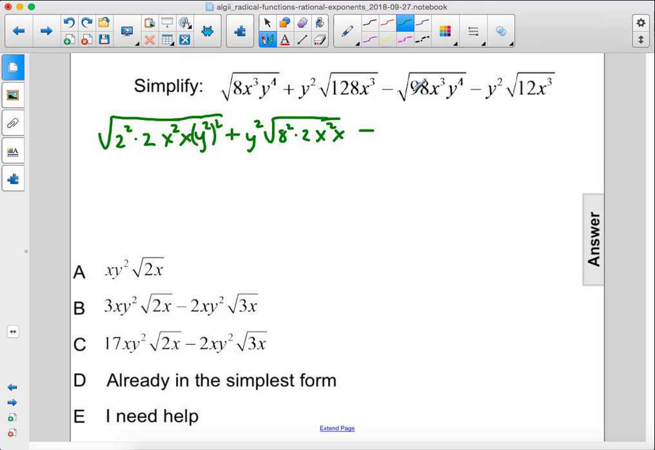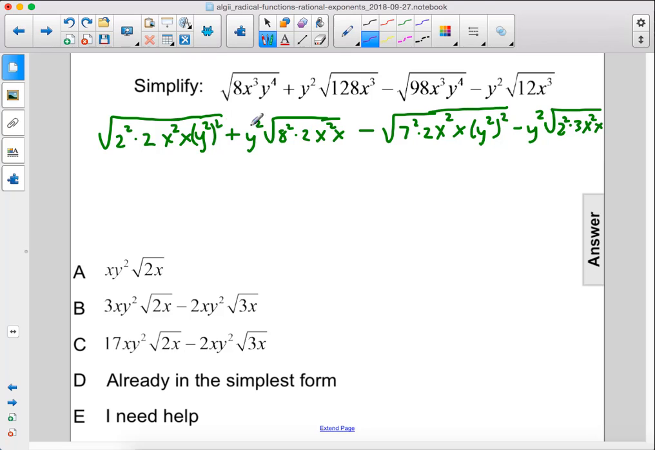So 98 is 49 times 2. So we have the square root of 7 squared, which is 49, times 2. X to the third is the same thing as x squared times x. And y to the fourth is y squared squared. All right, and finally we have minus y squared times the square root. 12 is 2 squared times 3, and then x squared times x. All right, there we go.